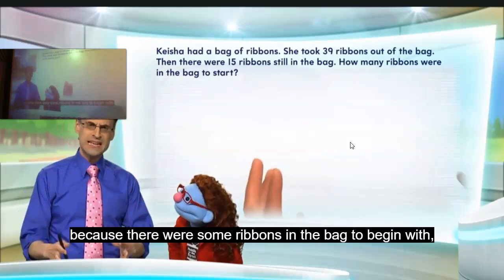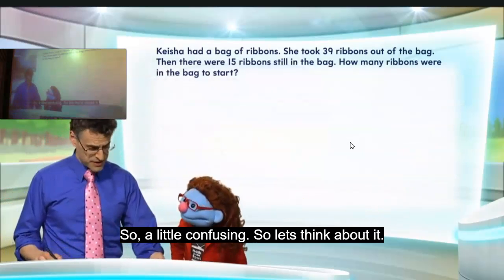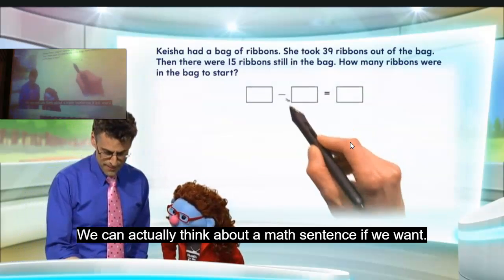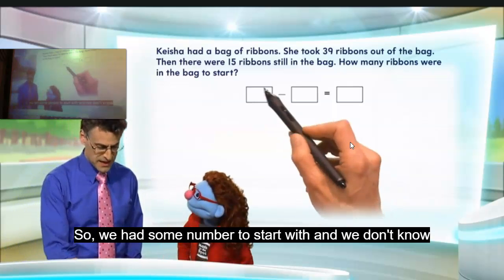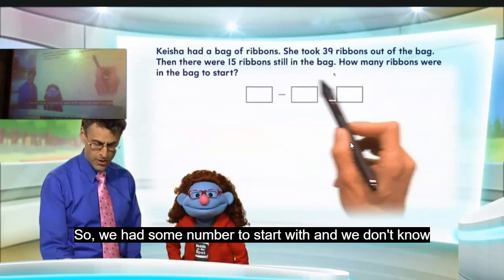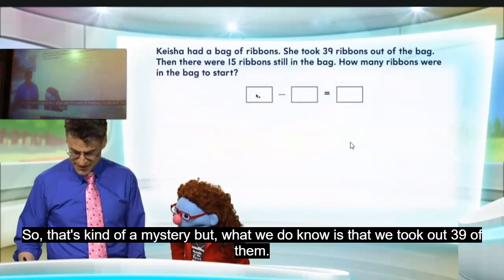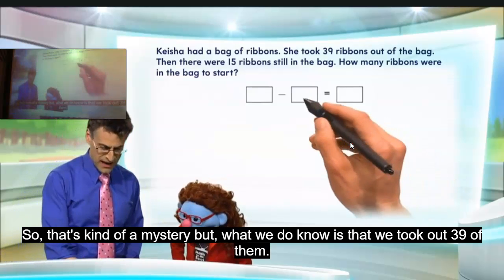Because there were some ribbons in the bag to begin with, then some were taken out, and then we have some left. It's a little confusing, so let's think about it. We can think about a math sentence, and let's think about this as a subtraction question. So we had some number to start with, and we don't know. That's the question. How many ribbons were in the bag to start? So that's kind of a mystery.